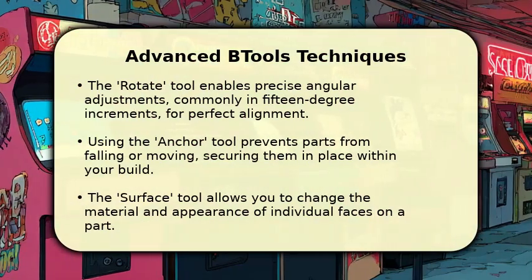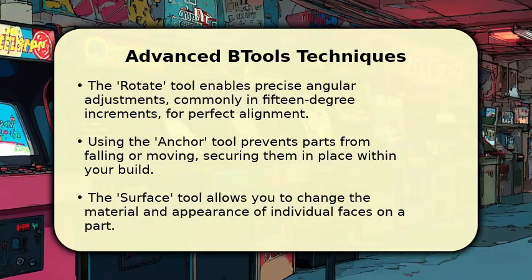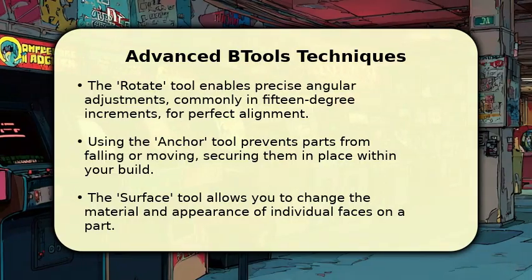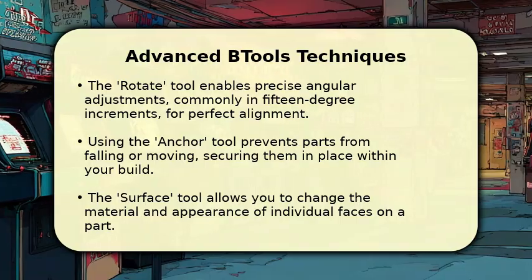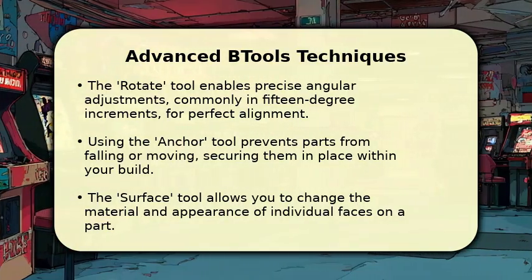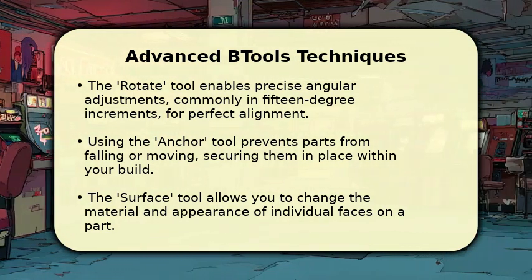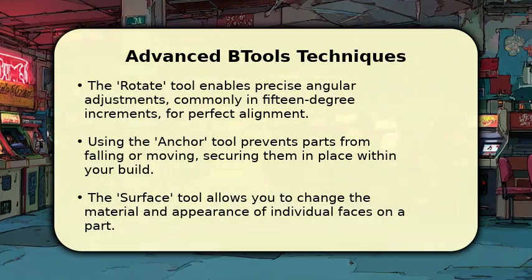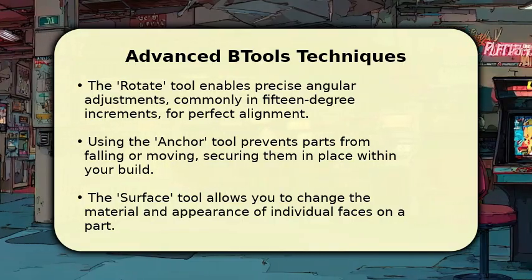Moving beyond the basics, the Rotate tool is vital for achieving perfect angles, often rotating objects by 15-degree increments. The Anchor tool is indispensable for securing parts, preventing them from falling or shifting during gameplay. You can also use the Surface tool to customize the material and appearance of specific faces on a part. For even greater efficiency, learn to combine the Select tool with others, allowing you to manipulate dozens of objects at once, dramatically speeding up your construction process.